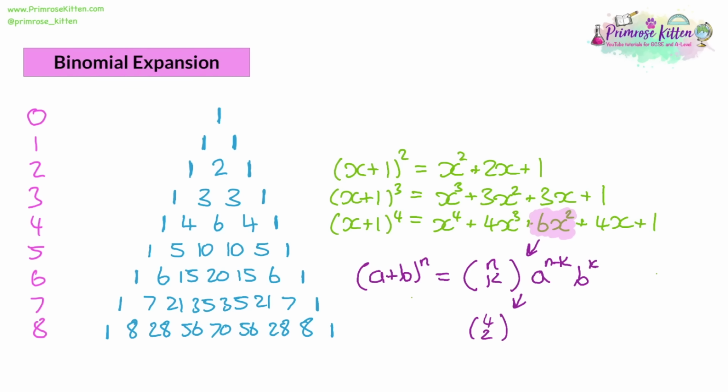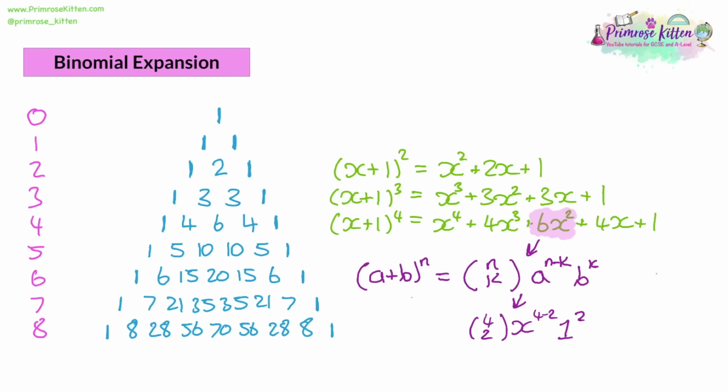Then the a, that's going to be our first term, which is the x, so that's going to be x to the power of n minus k, so 4 minus 2. And then b, which is a 1 here, that's going to be to the power of k, which is the power of 2. If we do this multiplication, we should get 6x squared.